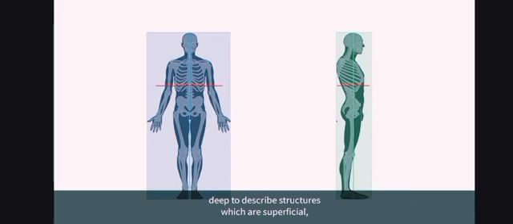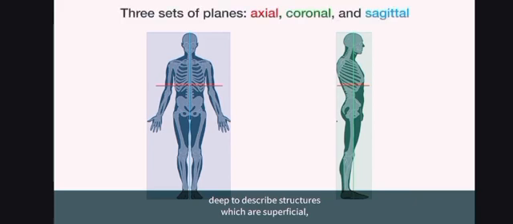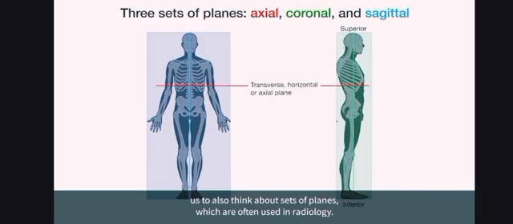Because of imaging modalities, it's important for us to also think about sets of planes, which are often used in radiology. There's a plane, or rather a series of planes, which divide the body into numerous superior and inferior segments. These planes are called transverse, horizontal, or axial. This is a plane of the CAT scan, the computerized axial tomograph. It's also convenient sometimes to divide the body into anterior and posterior segments. These are done with planes called either coronal or frontal planes.